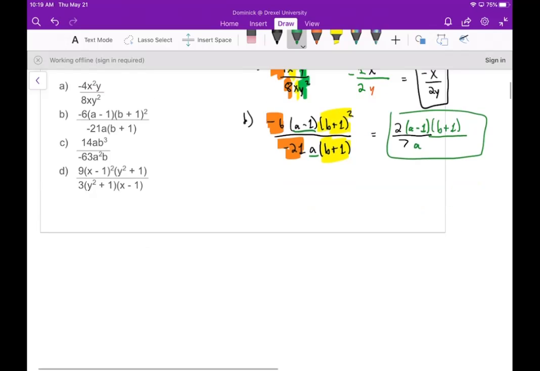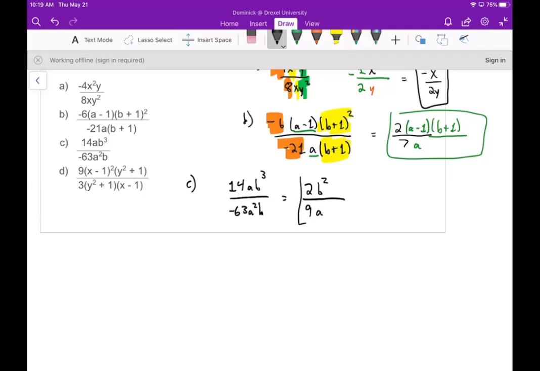Okay, part C is a lot like part A, where we have 14 a b to the third over negative 63 a squared b. If we look at our numbers out front, it looks like I can divide a 7 out of both of them, and I'll get a 2/9. If I look at my a's, I'm going to have one extra a in the bottom, and I have a power of 2 for my b left up top.